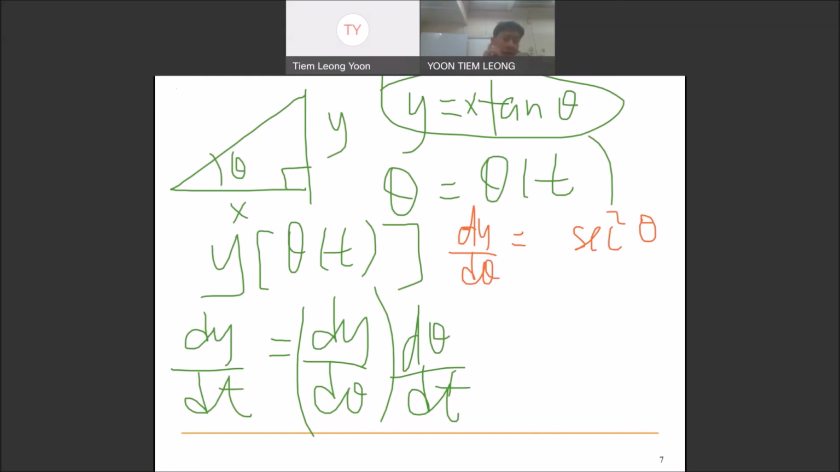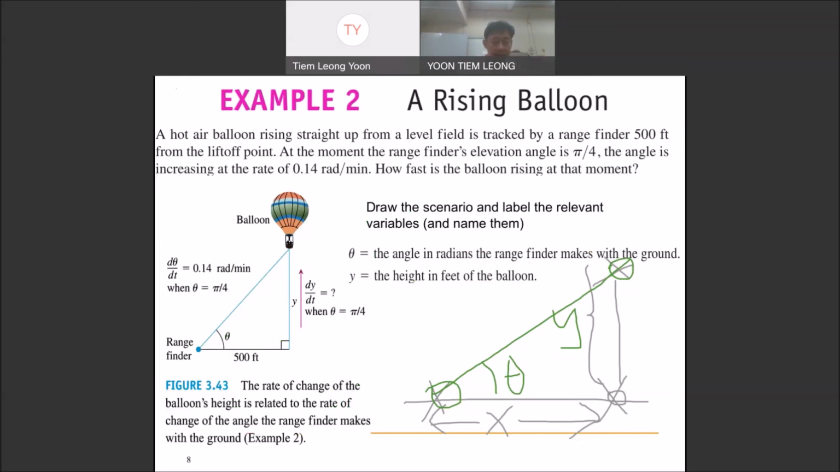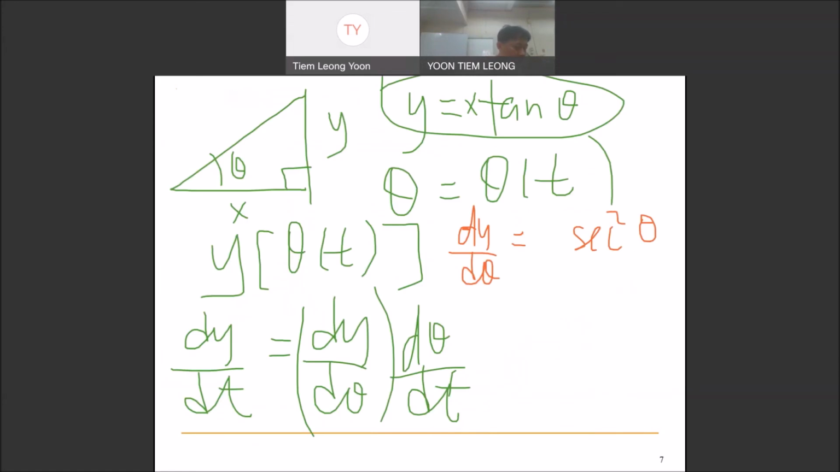So here it's very important to understand that when you look at the scenario, the x, which is the distance between the rangefinder and the point where the balloon is released, remains a constant. So x, even though it's x, you should understand that it is a constant. It's not dependent on theta. So dy/d theta would assume that x is just a constant. So that is how you got this number.